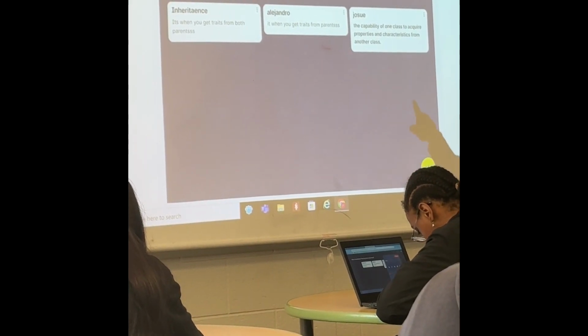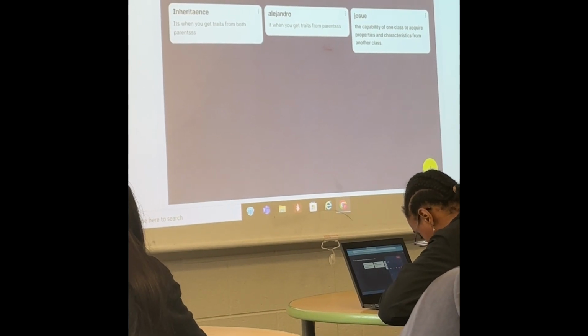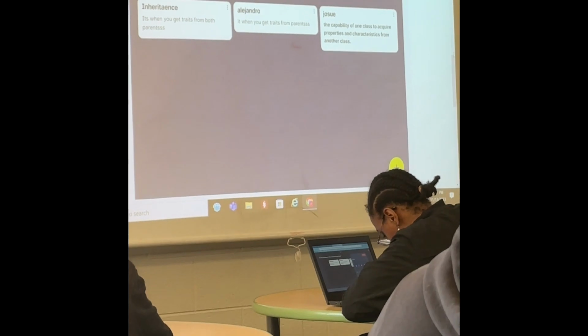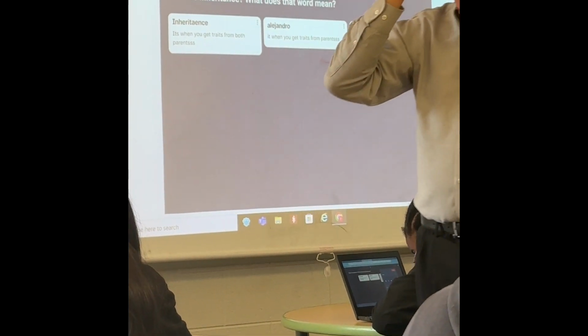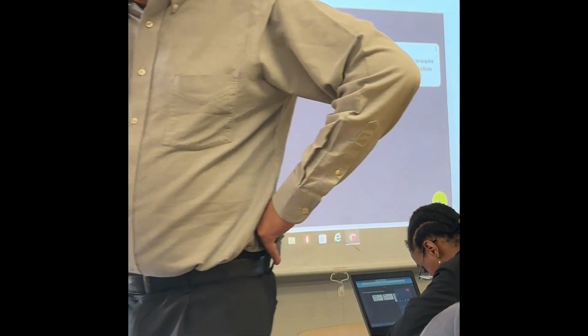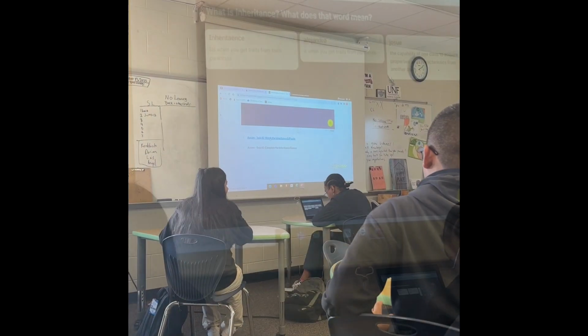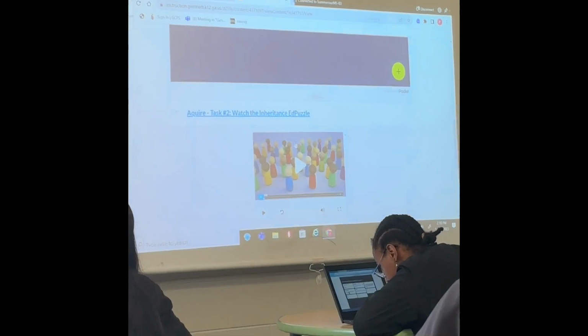Get traits from your parents. So Josue said the capability of one class to acquire properties and characteristics from another class. So I'm going to go back to the first thing I thought of with inheritance, not thinking science: you inherit money, right? But what do we call it? It's called an Ed puzzle.